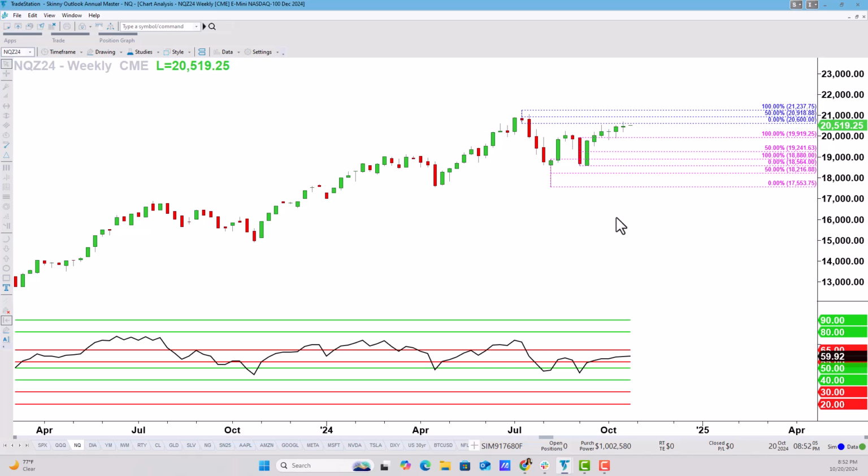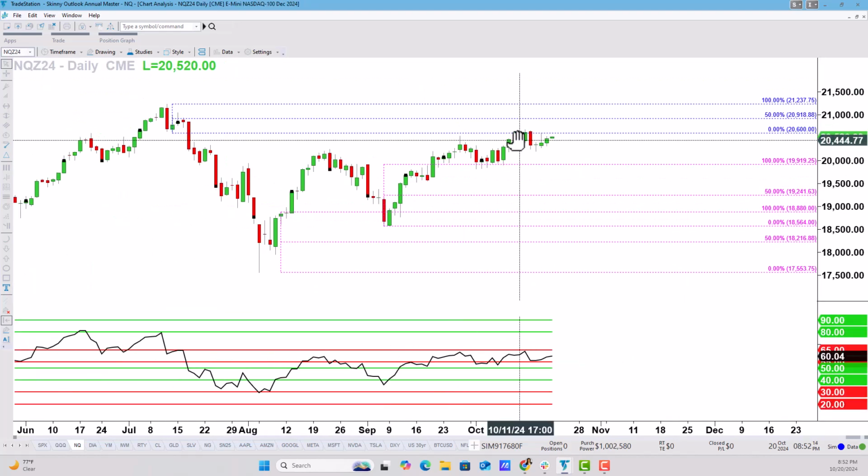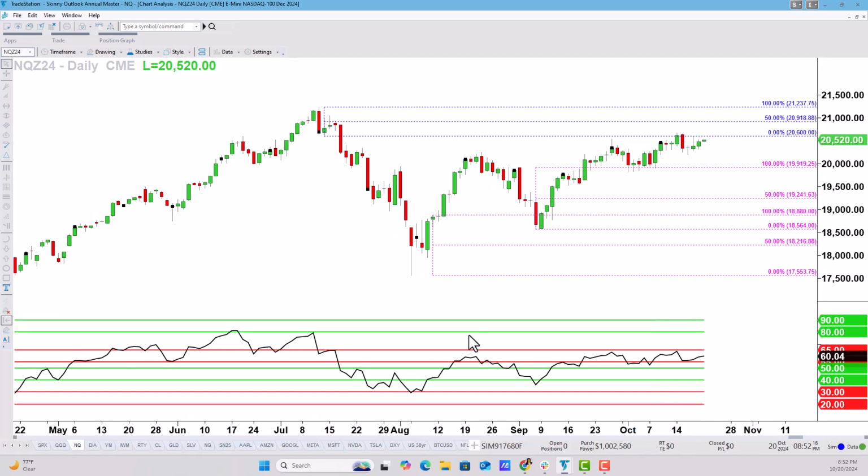And now I'm going to move to the daily chart on this same chart. So I'm going to simply change the time frame, go to daily, and those annotations will stay in place. Now I'll add in additional daily analysis.